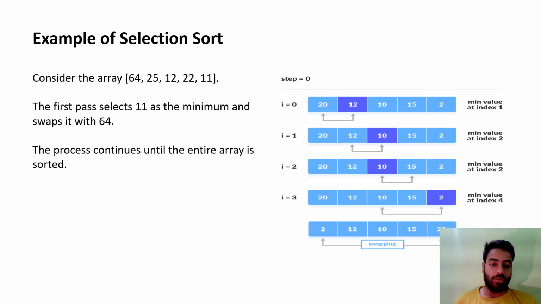Example of selection sort. Consider the array 64, 25, 12, 22 and 11. The first pass selects 11 as the minimum and swaps it with 64. The process continues until the entire array is sorted.